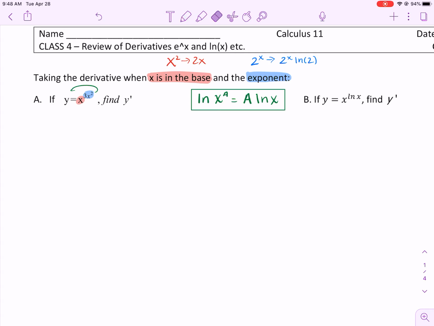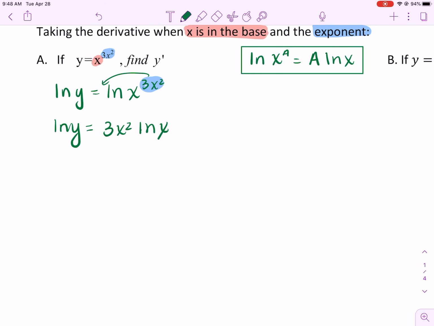If we want to do that, however, we are going to have to take the natural log of both sides. So here we'll have the natural log of y is equal to the natural log of x to the 3x squared. Now that exponent can come out front as a coefficient. And we have the natural log of y is equal to 3x squared times the natural log of x. Once we have this, we now have an equation that's written implicitly, right? We have x's and y's jumbled together, and specifically this y is inside that natural log, so we're going to have to do a little bit of work here with some implicit differentiation.